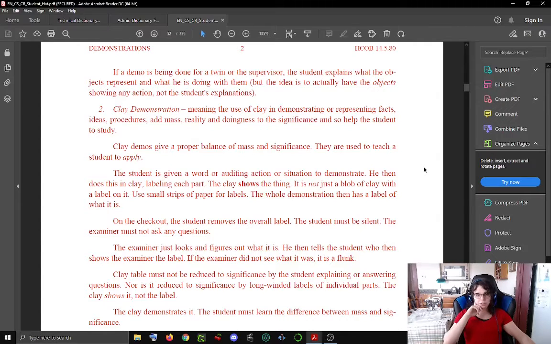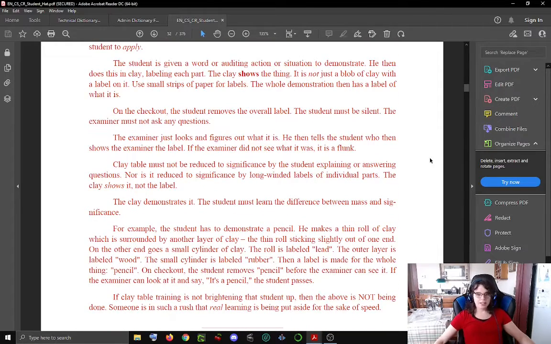On the checkout, the student removes the overall label. The student must be silent, and the examiner must not ask any questions. The examiner just looks and figures out what it is. He then tells the student, who then shows the examiner the label. If the examiner did not see what it was, it's a flunk. Clay table must not be reduced to significance by the student explaining or answering questions, nor is it reduced to significance by long-winded labels of individual parts. The clay shows it, not the label. The clay demonstrates it. The student must learn the difference between mass and significance.